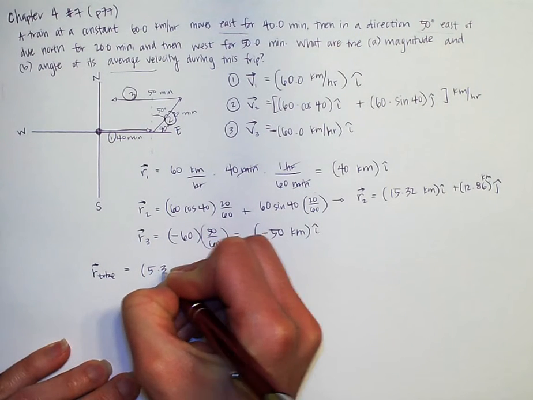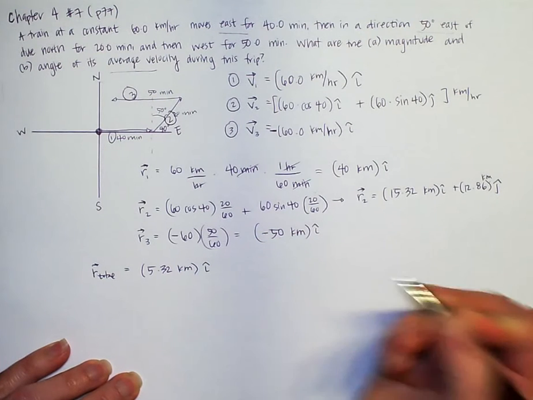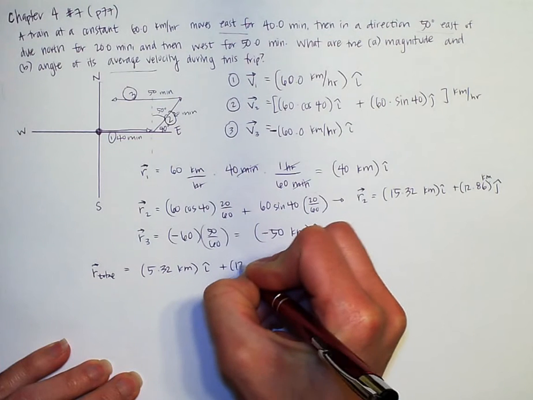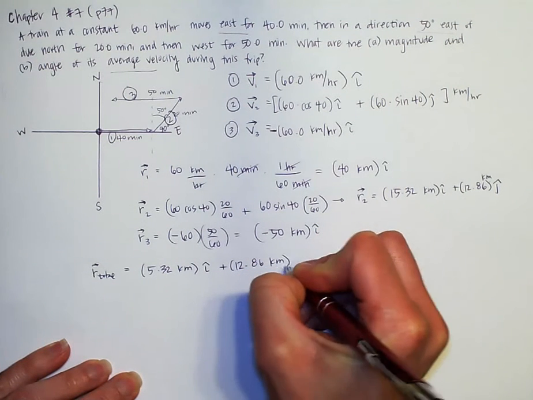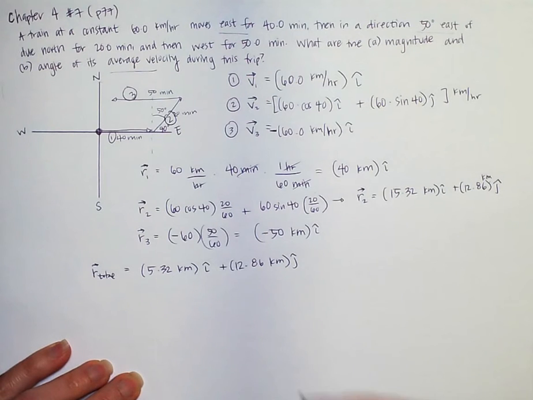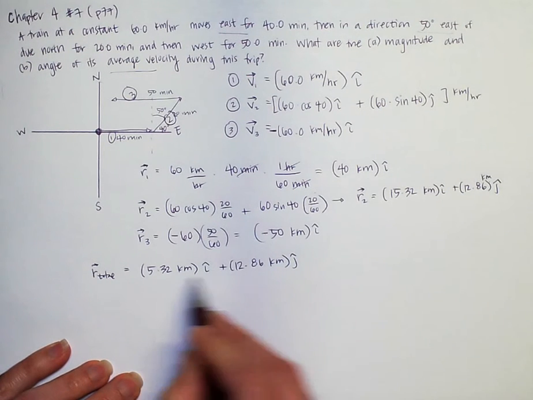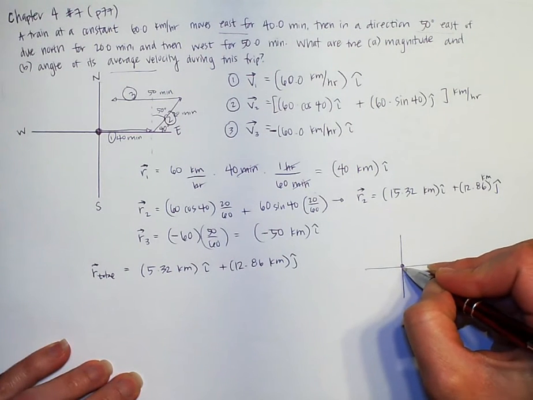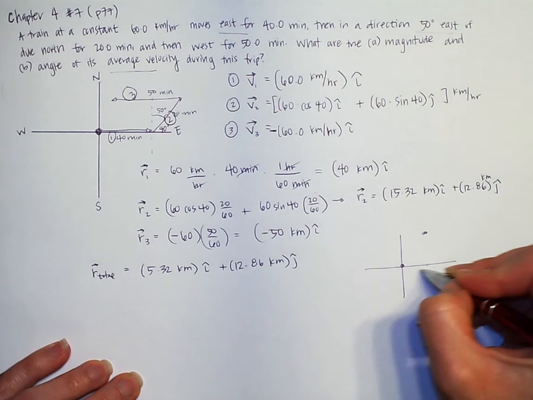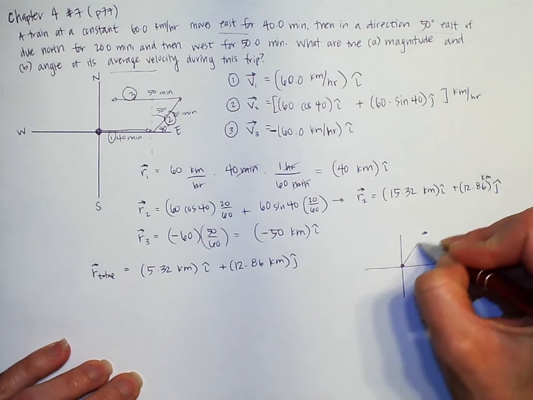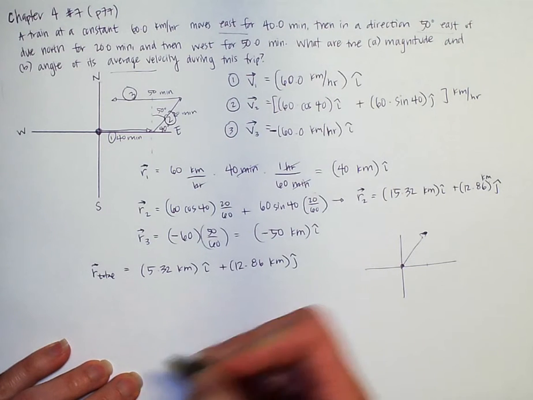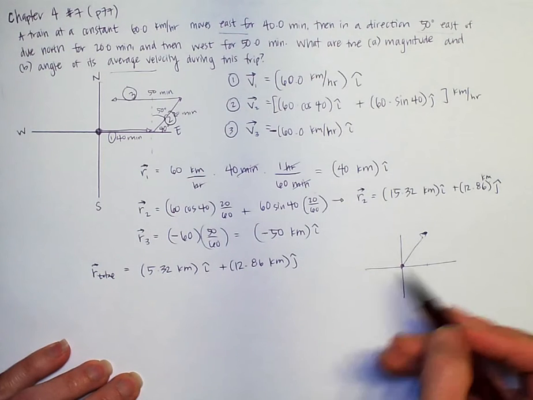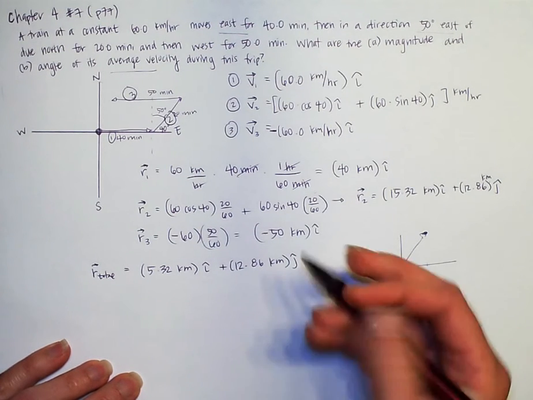So we have 5.32 kilometers i hat. And then this is the only thing we have in the j direction. So that will be plus 12.86 kilometers j hat. Now, our last step here, as we talk, this is our position vector, assuming that we're starting at 0, 0. So from 0 over to 5.32, 12.86, this is our initial, this is our final. And so in order to get our average velocity, we would just do our final minus initial, which is 0, divided by our time. And so that means we need to know our total time.